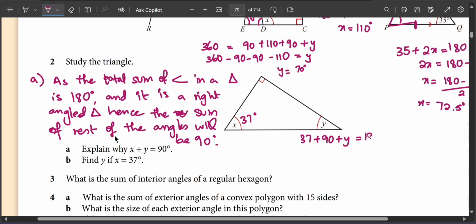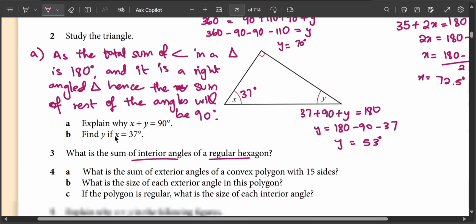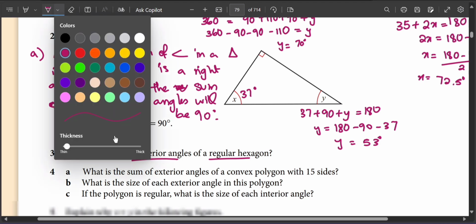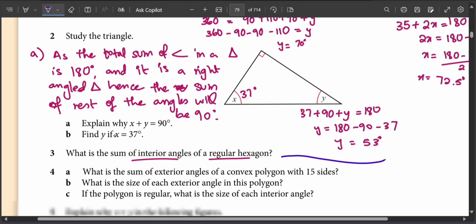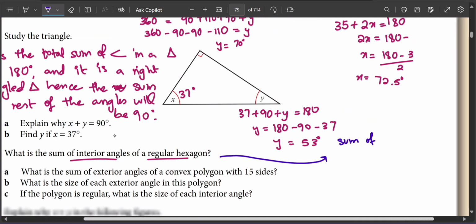What is the sum of interior angles of a regular hexagon? So we know the formula for the sum of interior angles. Let's do this with a different color. Let's go with blue. Okay. So here is the working of it. Sum of interior angles formula is n minus 2 into 180 degrees. So we know it is a regular hexagon. Hexagon means 6, so we are going to get 4 into 180. That will give us the answer of 720 degrees.